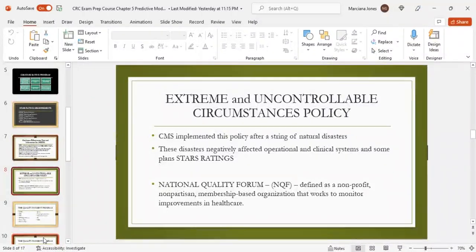So, extreme and uncontrollable circumstances. Now, keep in mind these quality measures have to be met in order to receive the quality bonus. However, there was a time when there was a string of hurricanes, tornadoes, natural disasters, and things like that. When natural disasters occur, sometimes that can stop these facilities from meeting those measures because of the circumstances that were going on. So now there's a policy in effect if those circumstances occur, and it's called the extreme and uncontrollable circumstances policy. As I said, CMS implemented this policy after a string of natural disasters.